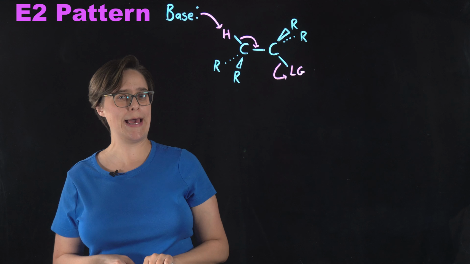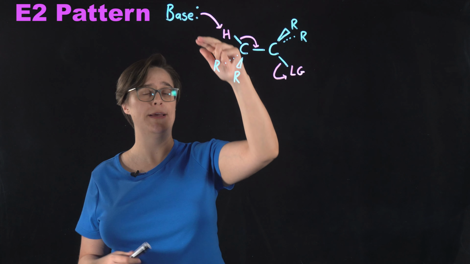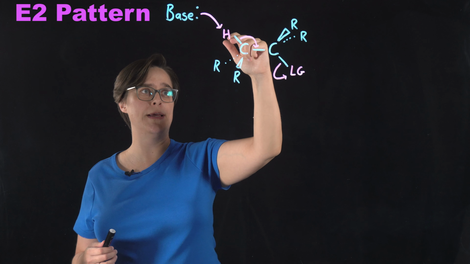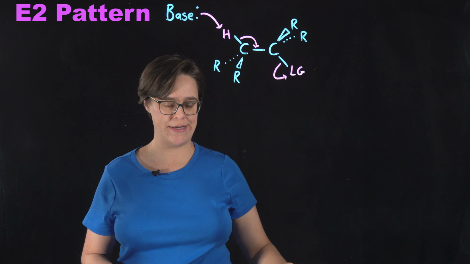So all at the same time, we have a bunch of bonds breaking and a bunch of bonds forming, and they're alternating. Forming, breaking, forming, breaking. Let's draw the transition state.